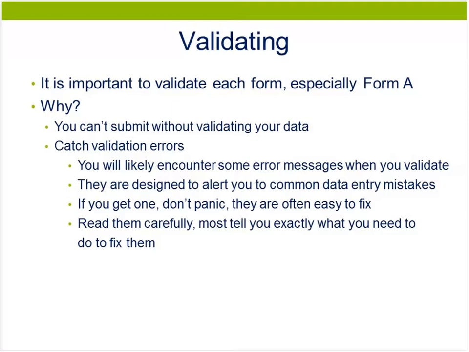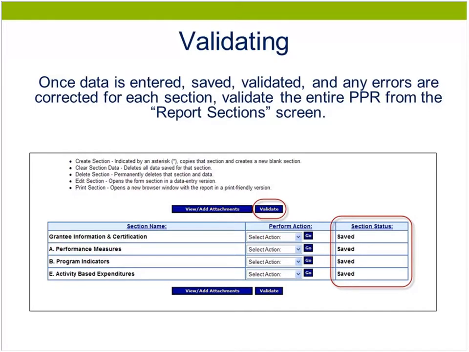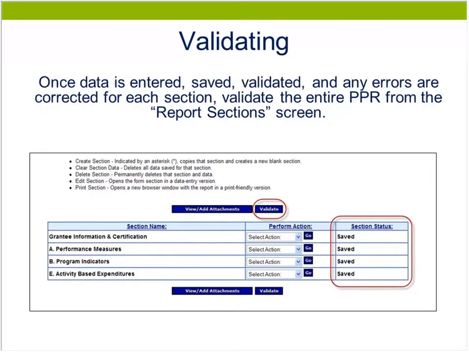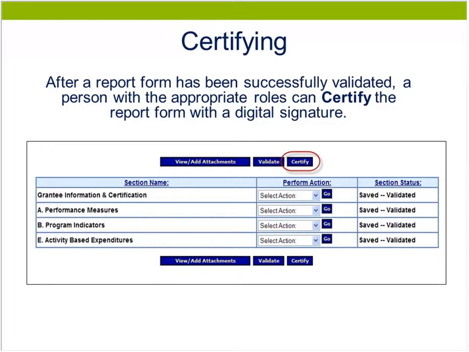Once you've entered all your data, saved it, validated it, and corrected all errors within each section, you can go back to the report section page and validate the entire PPR from the report section screen. So you can validate the sections individually, and then you hit this validate button to validate the entire report. Once you do that, the certify button will appear, and that means that the report has been successfully validated, that you have no errors, and that you're ready to sign and submit.